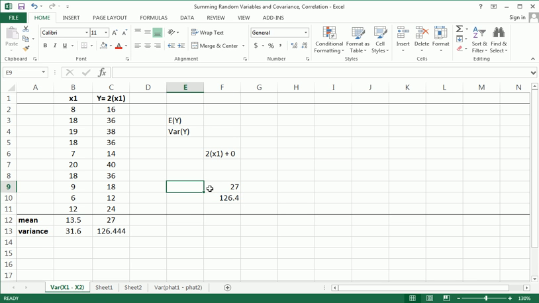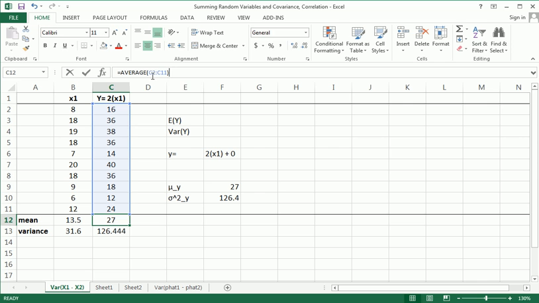So we have the mean of y and the variance of y. Hopefully this notation is clear. Mean of y, variance of y, calculated how our text has taught us to calculate it, right? And y, by the way, equals 2 times x1 plus 0, right? It's a very simple linear function of x1.